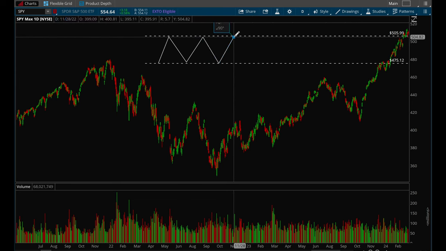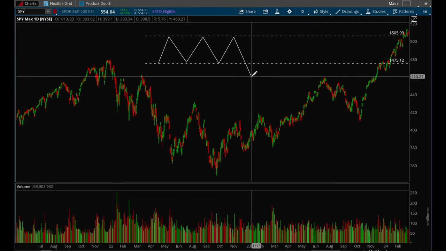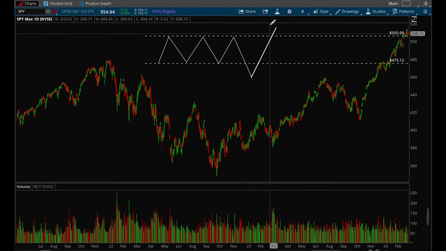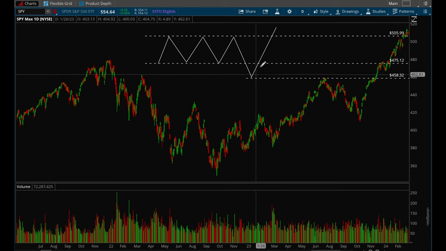With the undercut, you make a move below the previous lows, and then you bounce off very strong and get a nice move. You want to be buying when we reclaim the previous low, so 475 here would be the buy point. The stop loss would be around this level, the previous low. This would be the entry, and the profit target could be the previous resistance level.